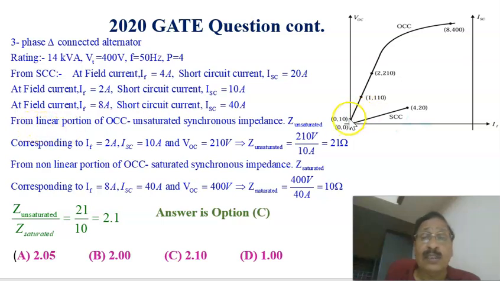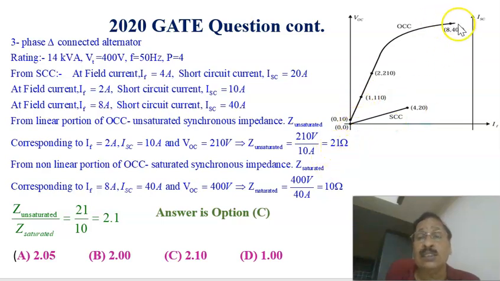Now we have to find out the impedance in this region. The unsaturated region impedance, Z unsaturated, corresponding to a 2 ampere field current: the open circuit voltage is 210 volts, and the corresponding short circuit current we calculated is 10 amperes. Therefore, the synchronous impedance equals 210 volts divided by 10 amperes, which is 21 ohms. The impedance in this region equals 21 ohms.